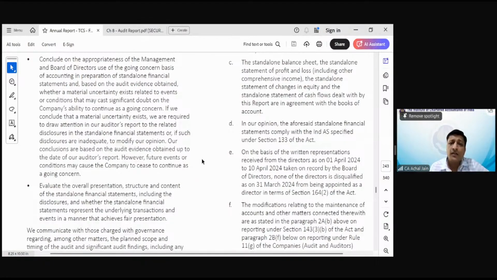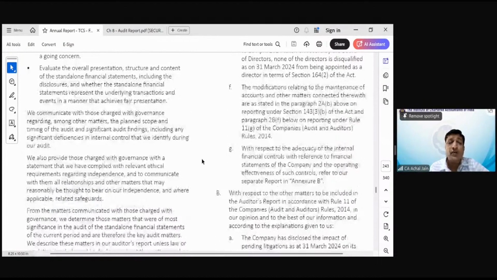Then he says we also evaluate the overall presentation, structure, and content of financial statements, including the disclosures, and whether the financial statements represent the underlying transactions and events in a manner that achieves fair presentation. So now you can understand that roles and responsibilities of auditors are huge, but all of them have been put down over here. So auditor will not say, okay, I have written 2-3 pointers, so these are good enough. No.